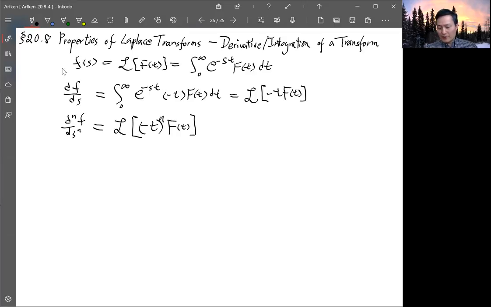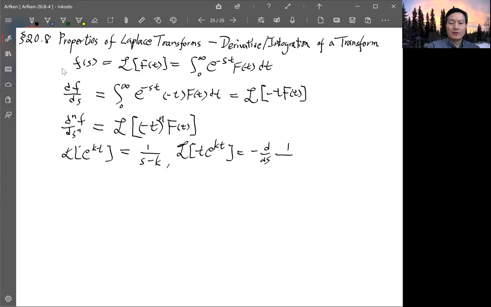So the simple example is this. We already worked out the Laplace transform of exponential kt is equal to 1 over s minus k. So this means that the Laplace transform of t times e^(kt) would be equal to minus d/ds of 1 over s minus k, which is simply 1 over (s minus k) squared. So that's just a direct application of this, equation 20.176. So kind of straightforward.